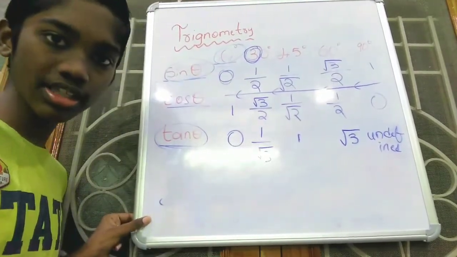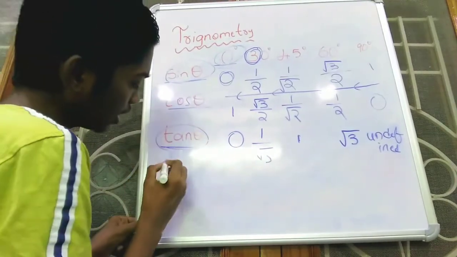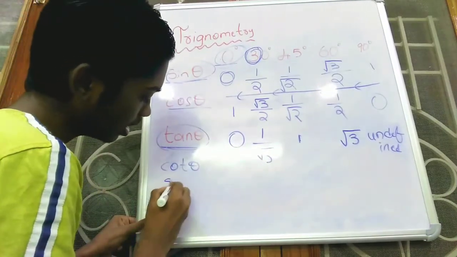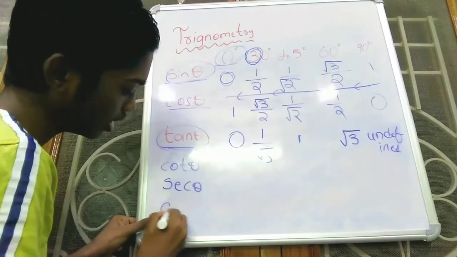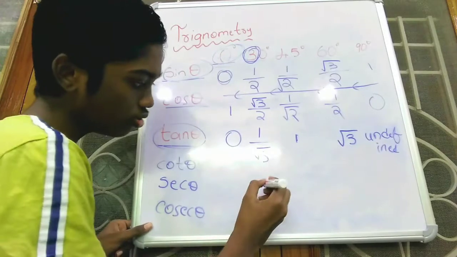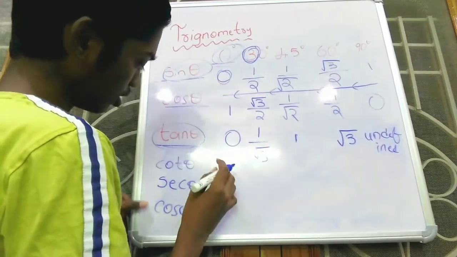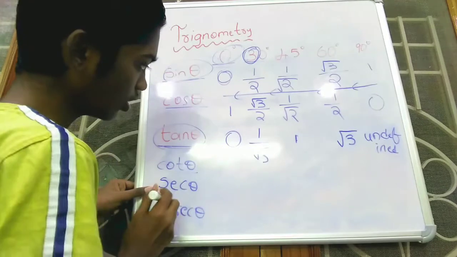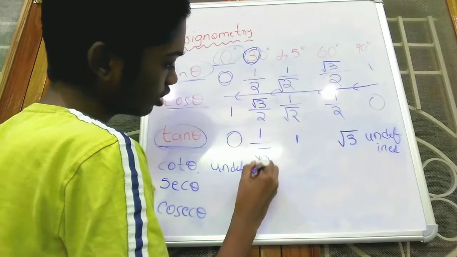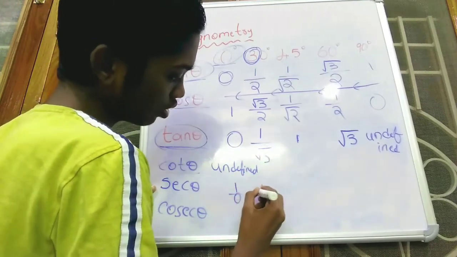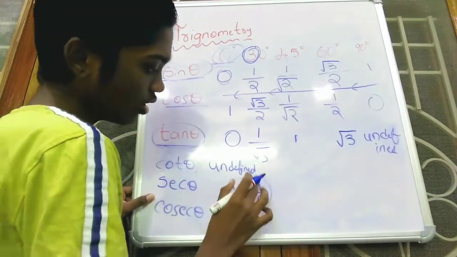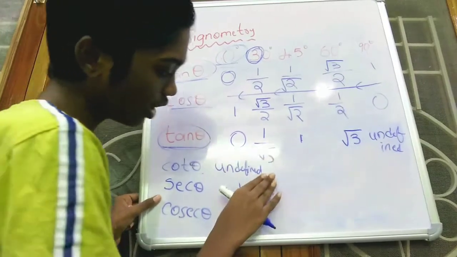And now let us see the reciprocal values. Reciprocal of tan theta is cot theta. Reciprocal of cos theta is secant theta, that is sec theta. And reciprocal of sin theta is cosec theta. You just do division with 1, then we will get those reciprocal values. Coming to cot theta, we will get undefined. Why? Because we have to do 1 by 0, as it is the reciprocal of tan theta. 1 by 0 is undefined, so it is also undefined.